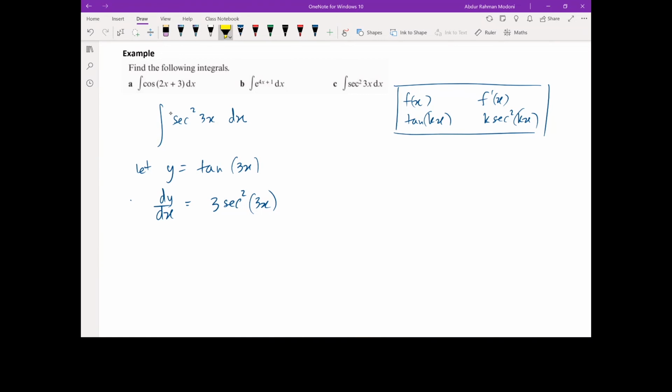Now, we are trying to get our differentiated answer to become sec squared 3x. What I have here is 3 sec squared 3x. So I'm going to adjust it by multiplying it by a third, and I'm going to multiply by a third there as well.